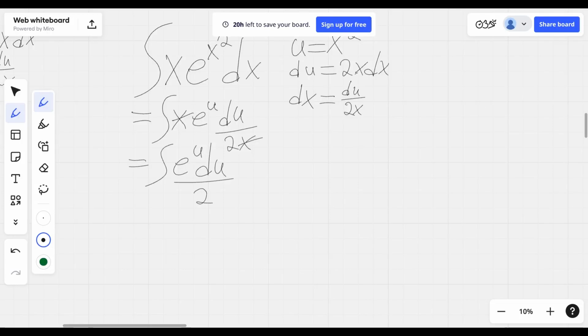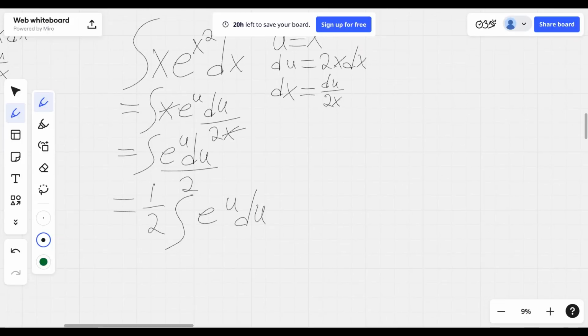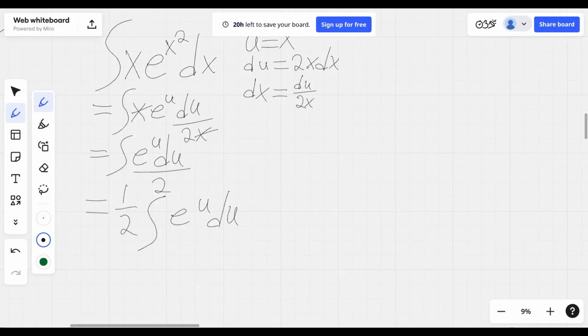Now something really cool that we can do is we can pull out that 2. So we can pull out 1/2 and make it e to the u du. And as we know, the integral of e to the u is just e to the u. So integrating that, it stays the same, just like when you take the derivative of e to the x, it's just e to the x. So this is just going to be 1/2 e to the u, but don't forget plus c.